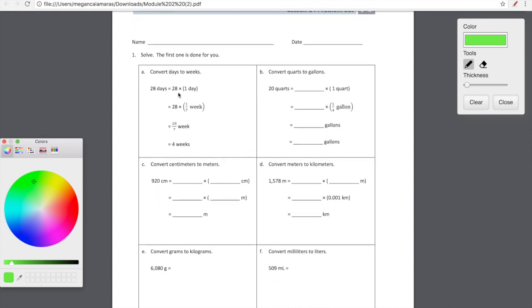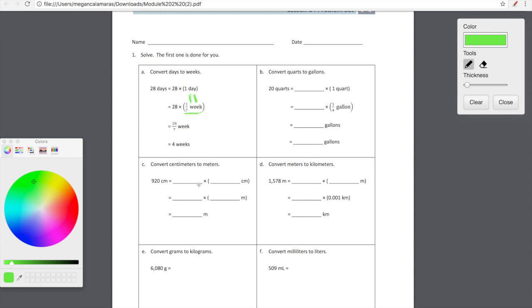So we're in the problem set. We're going to do some conversions. The first one's done for us. The first set of parentheses and our second set of parentheses and our first and our second line are equal to one another. But now you guys can see we're actually using fractions. 1 day equals 1/7 of a week. So what we're actually going to be doing is multiplying with fractions and decimals.